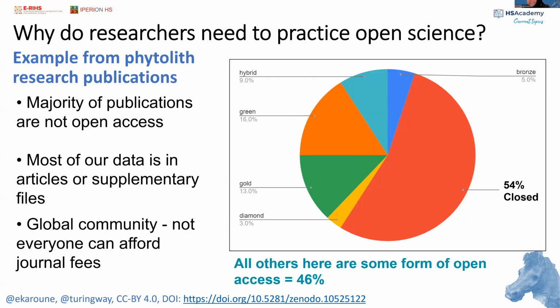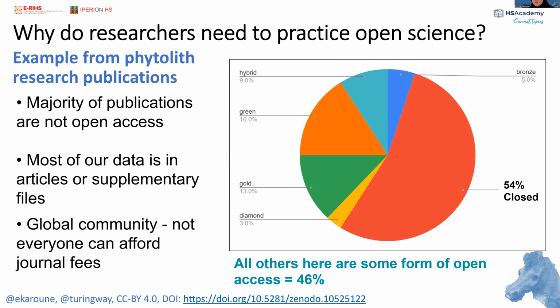So giving you a bit of a practical example here of why researchers need to practice open science. This is part of my research project, which I will talk more about in a bit, but part of our FAIR Phytolith project is that we looked at lots of different publications in our discipline. We actually looked at 100 phytolith publications. I've previously done a study which looked at even more publications, but generally what we're finding is that the majority of publications in my discipline, so phytolith research, are not open access.